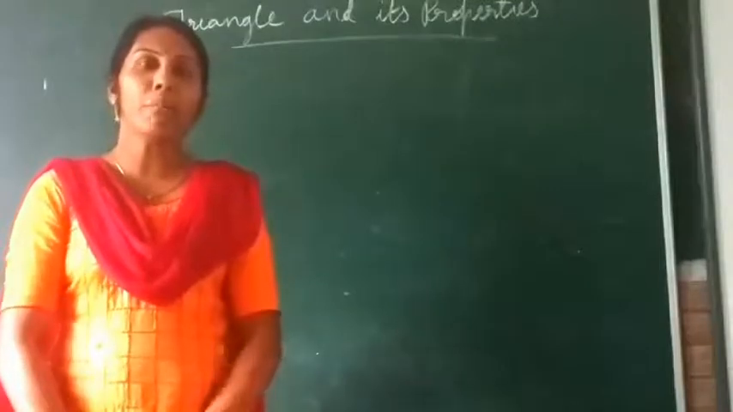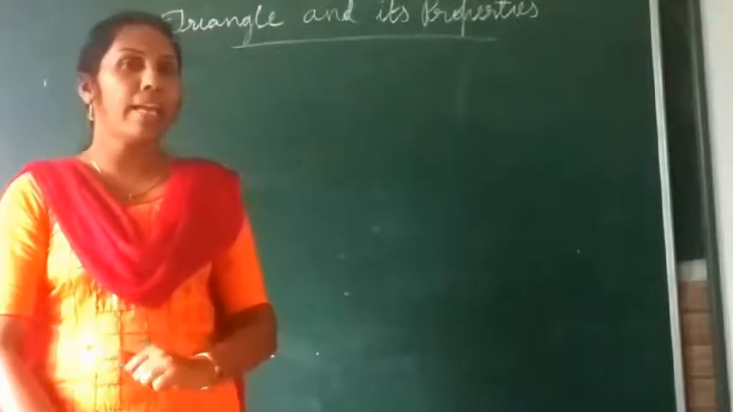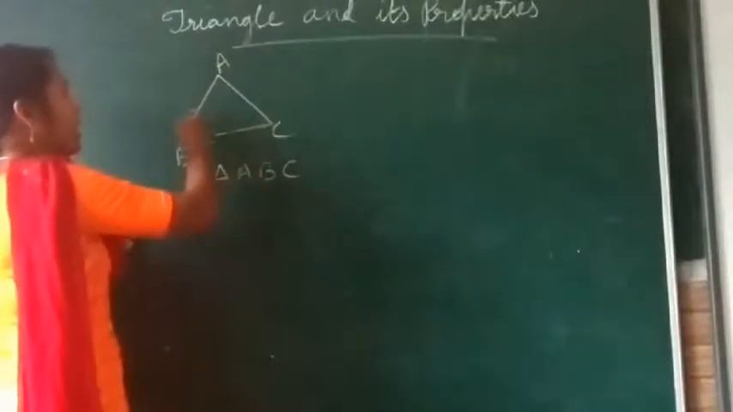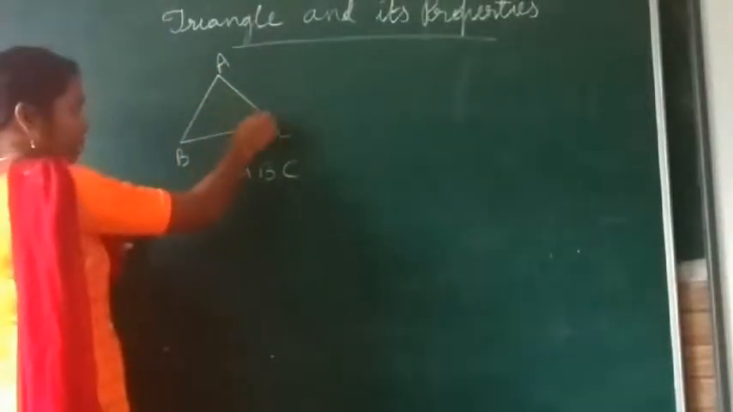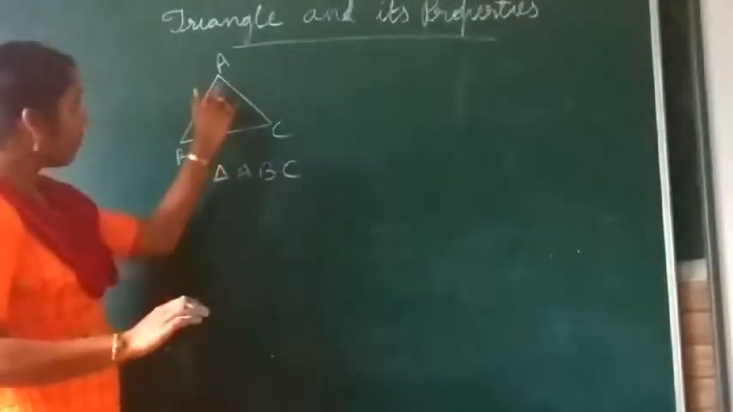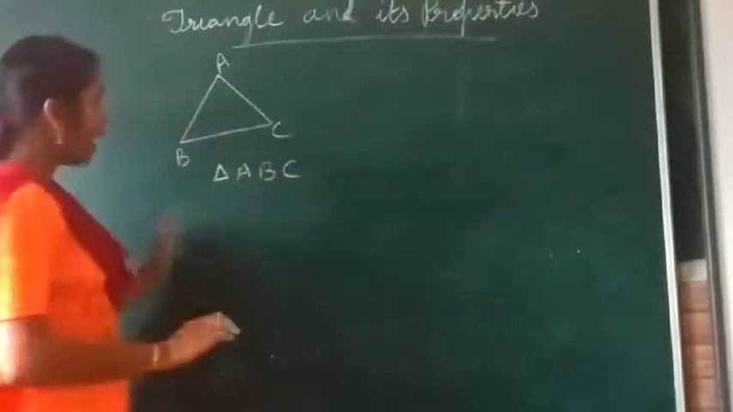A triangle is a simple closed figure made up of three line segments. So we know that a triangle has three vertices, three sides, three angles. So these all are the properties of triangles. There are three vertices, three sides and three angles.